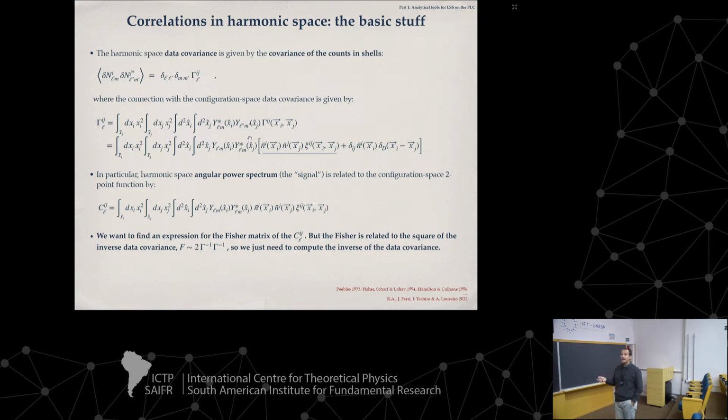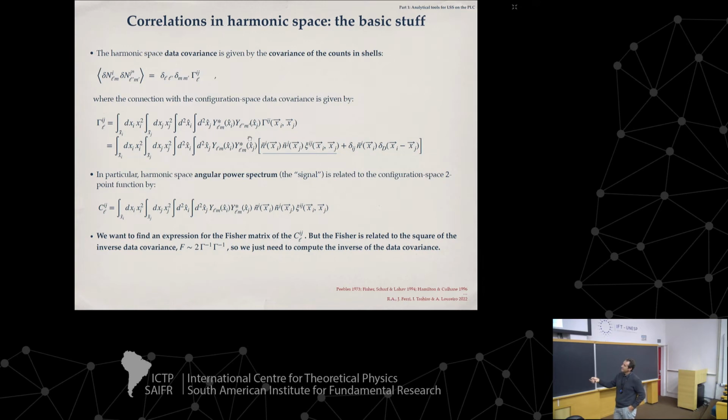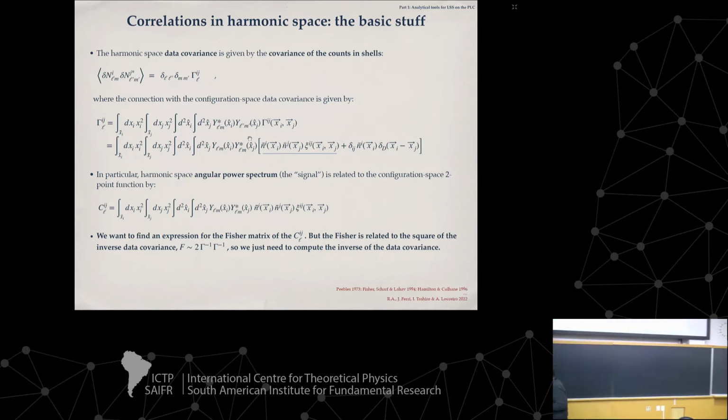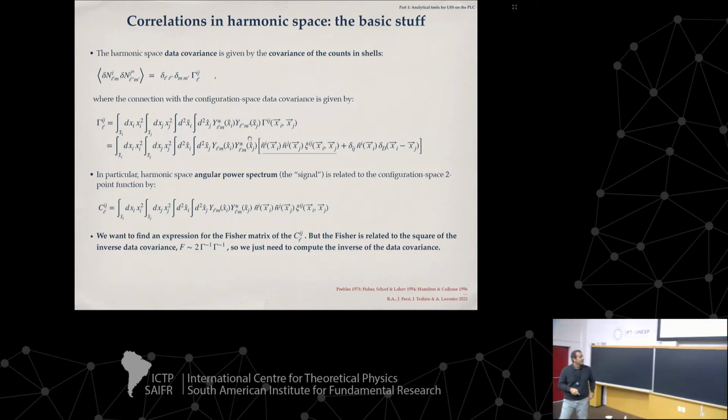So what we want to find here is an expression for the Fisher matrix of these for arbitrarily small redshift slices. Like I told you before, that Fisher, which is the inverse covariance of that object here, is given by basically 2 times the inverse data covariance squared. So all that we need is to find a way to express this back into that and then to invert that. So you can imagine that analytically this could be a bit challenging.